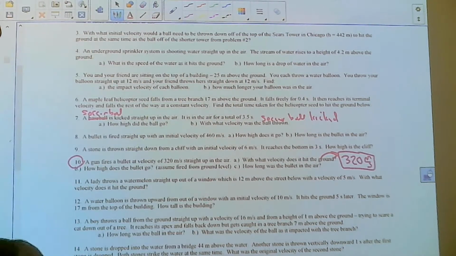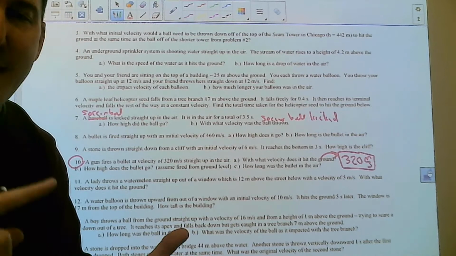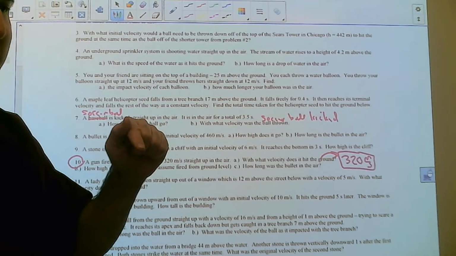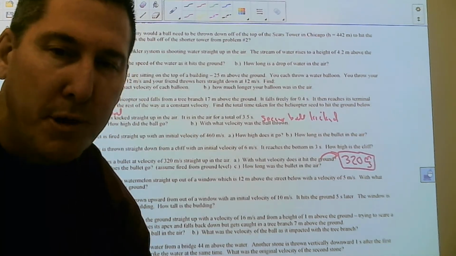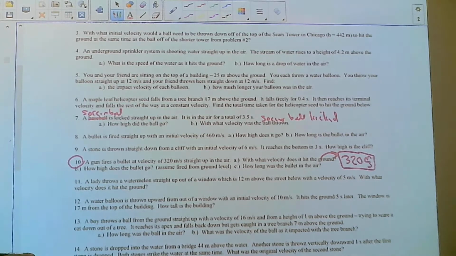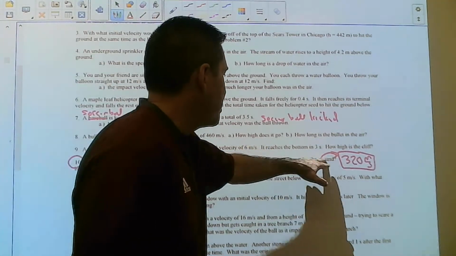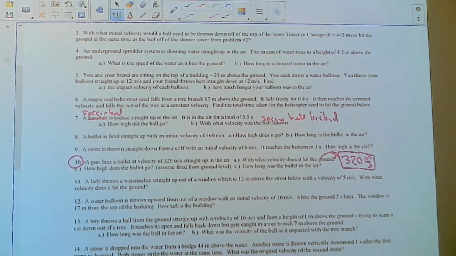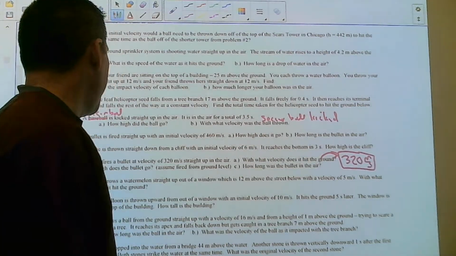It's going up, it's coming down. It's not landing on a roof. It's not landing in a tree. It's not off a bridge landing down into water below. It's just leaving the ground and coming back to the ground. So the initial and final velocity have to be the same. We want to find how high it goes and how long it's in the air.